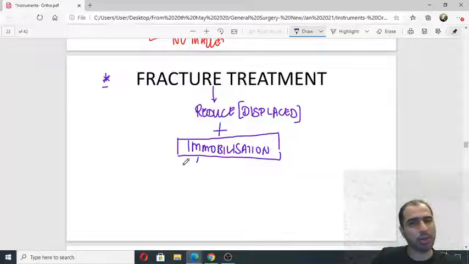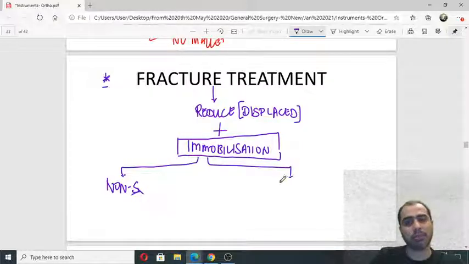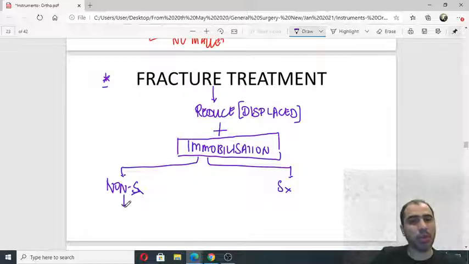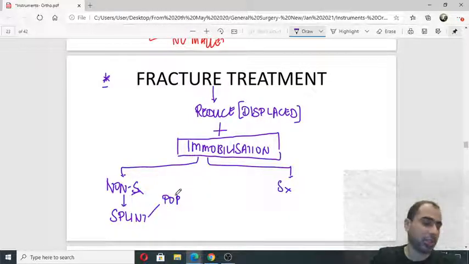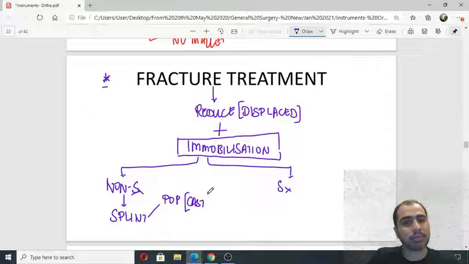I'll just give you a simple flow chart. Either it will be non-surgical or it will be surgical. Surgical immobilization seems a little absurd, isn't it? Non-surgical, sabko pata hai, you will use splint. The meaning of the word splint means immobilize. What splint do I use? I use POP splint. वो जो हम बोलते हैं ना, plaster लगाया, plaster. It's not plaster. Plaster is the material. What you are actually putting is a cast or a slab.